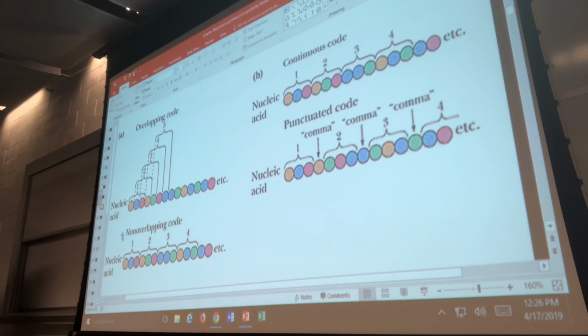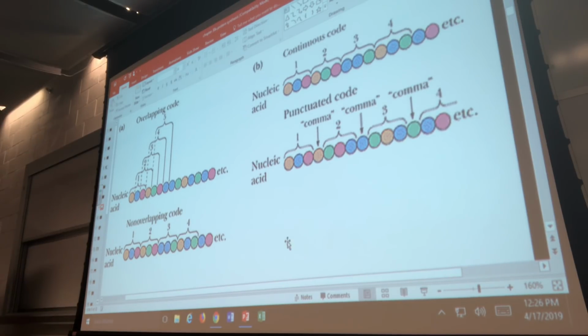1, it is a non-overlapping genetic code. Here's what this means. Right here, think of it as an mRNA sequence. Each circle represents a nucleotide in the mRNA sequence. Earlier we said that the genetic code was a triplet code, so notice down here under non-overlapping, they highlight every 3 bases, right?